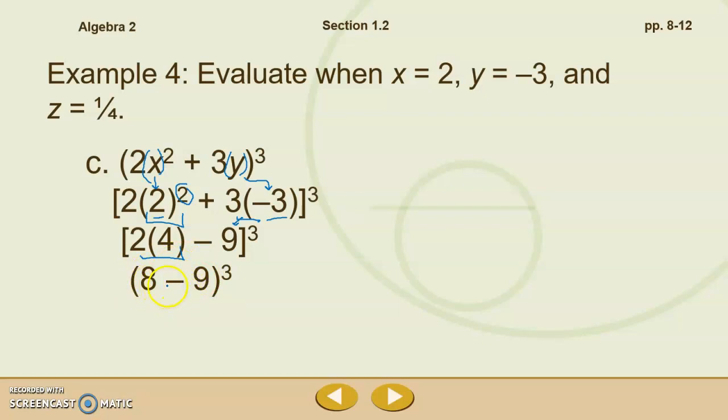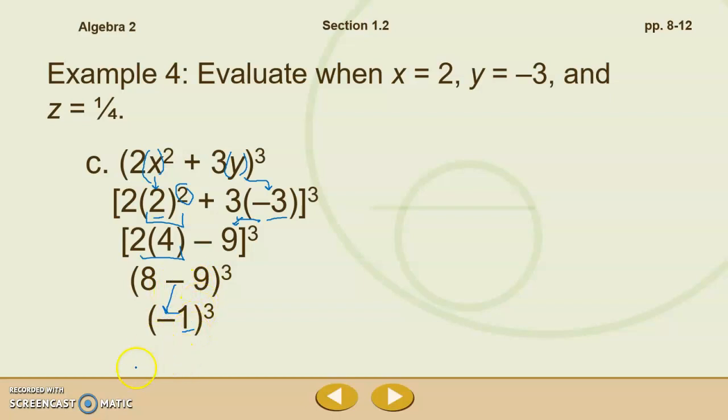8 minus 9, starting at 8 and moving left 9, I do get negative 1. Again, if you're thinking of the add-ins rule, they have different signs, so subtract the smaller digit from the larger, so 9 minus 8 is 1. And then you take the sign of the larger digit. Because the 9 was negative, and 9 is bigger than 8, we get the negative sign from the 9.